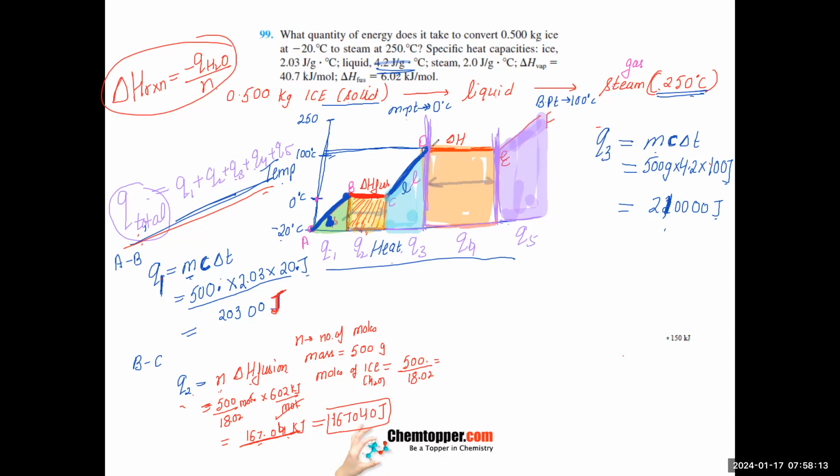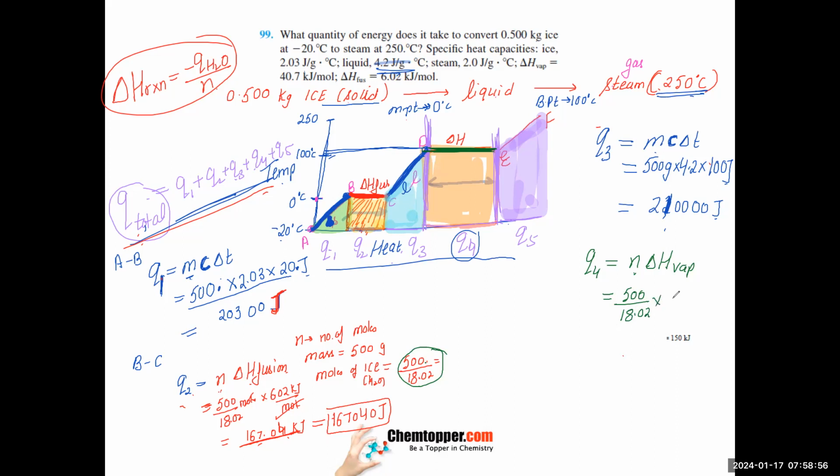Now let's calculate Q4. Children, you can see the Q4 here. This is Q4. So there is no delta T. So what equation am I going to use? N times delta H of vaporization. What is N? We calculated it here, because the mass is not changing. Yes, very good, Azuni. So N is 500 divided by 18.02. This is N, moles of liquid water.